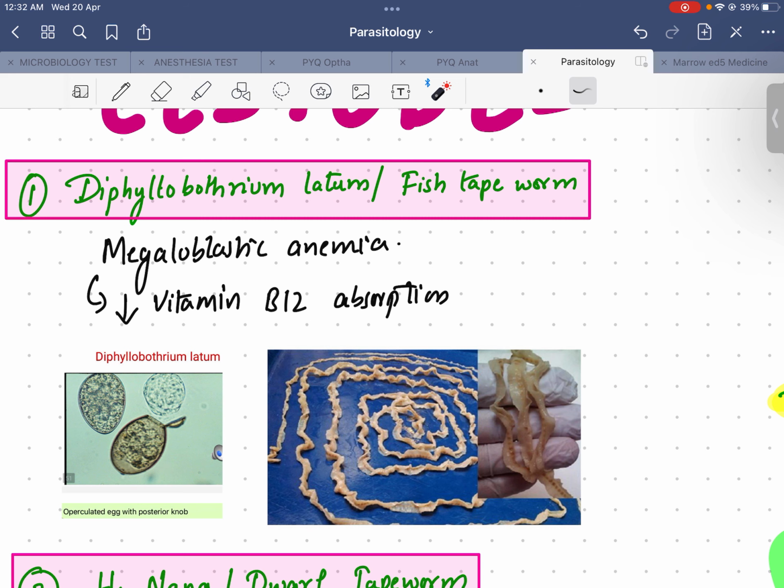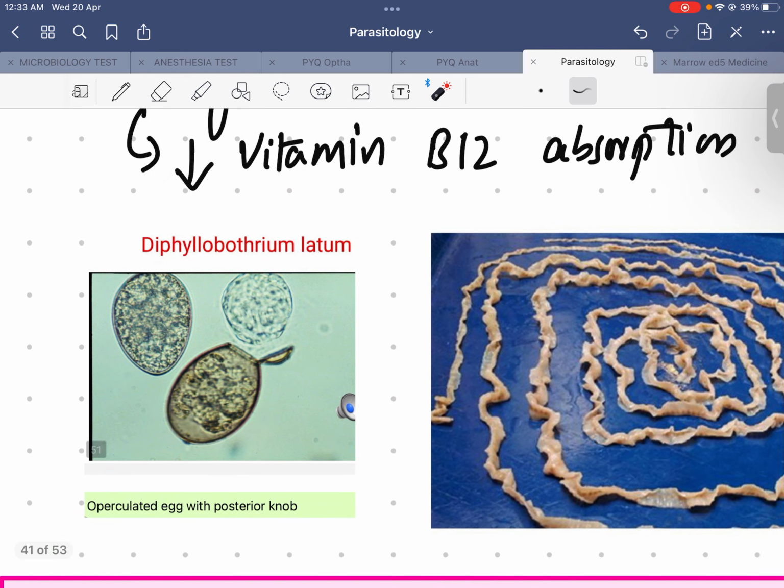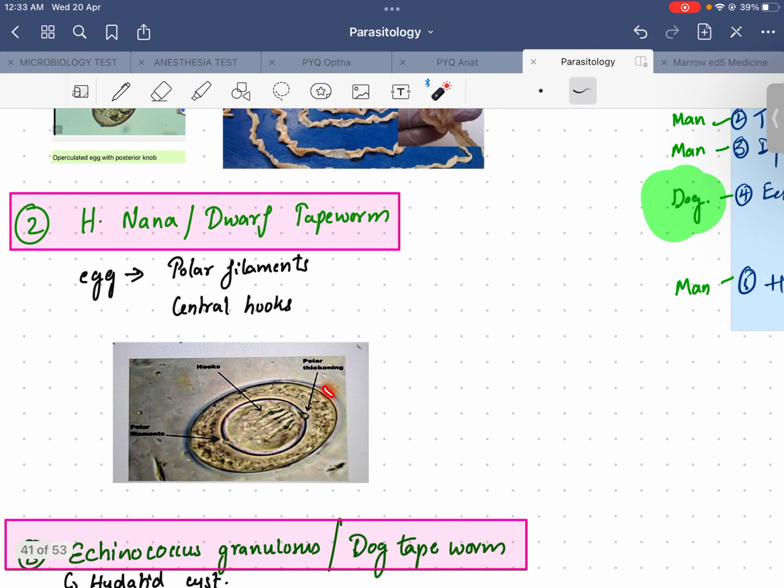Again, this egg is not so important, but this will also have an operculum. It will have a lid with a posterior knob. You can see the structure. This is a posterior knob. I told you thickened posterior end, that was different. If you have an operculated egg with a posterior knob, that is most likely the egg of Diphyllobothrium latum. Not so important. Next you go to Hymenolepis nana, very important egg.